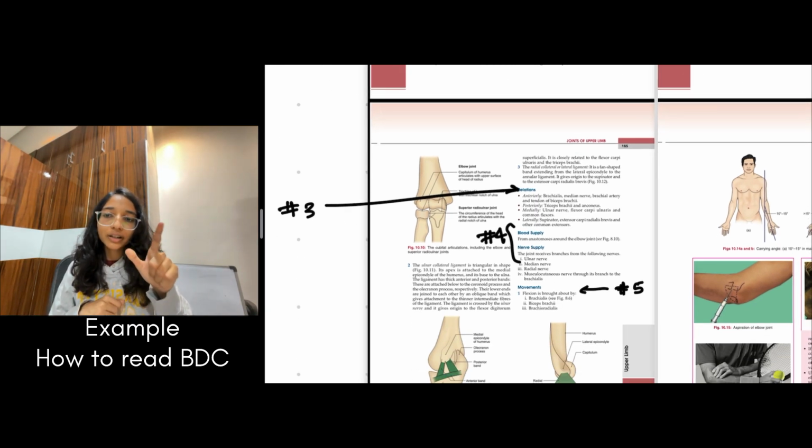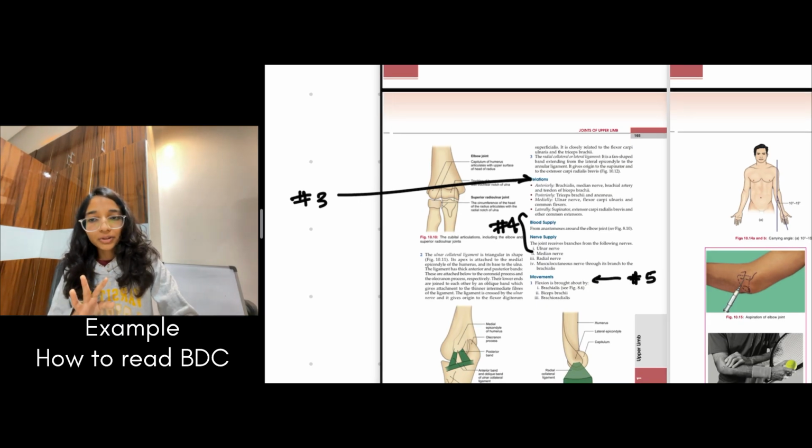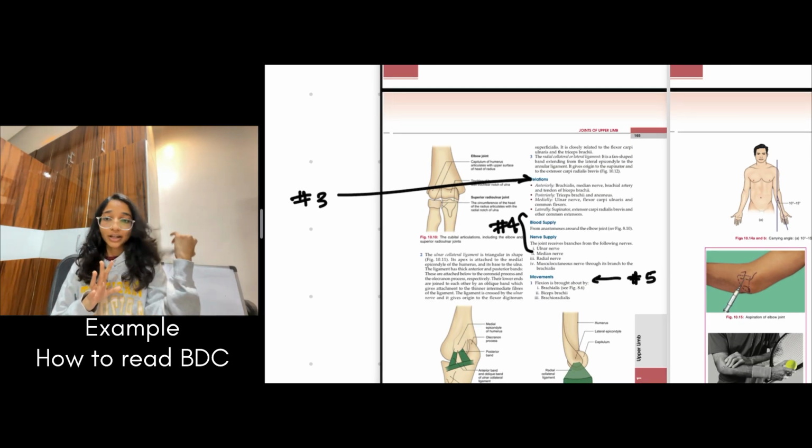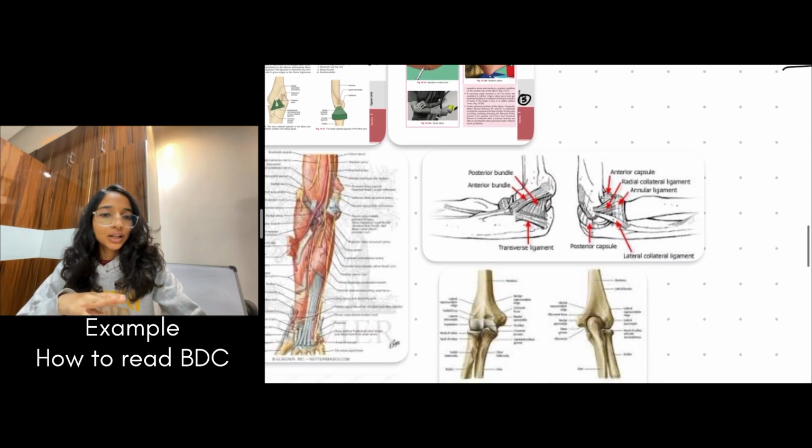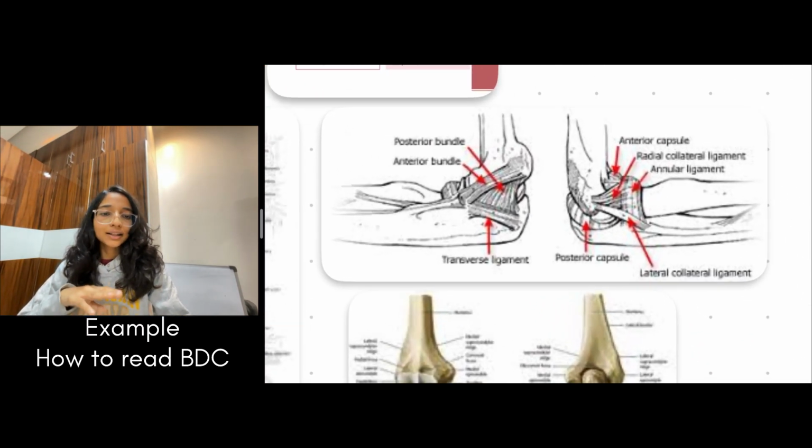Now, here is when you will be using the atlas. If you can visualize everything just by reading BDC, that is great. It will help you a lot. But if you cannot, you open your atlas. See, now you can see exactly which ligament is binding where, what is its alignment.